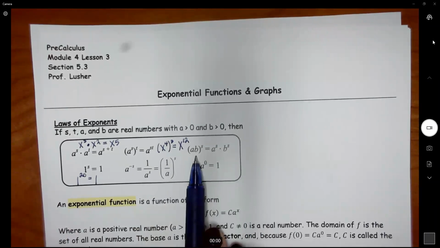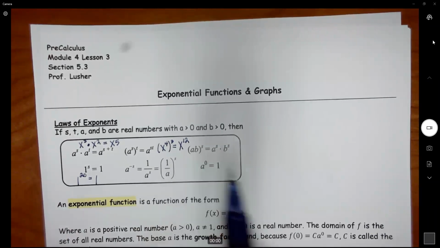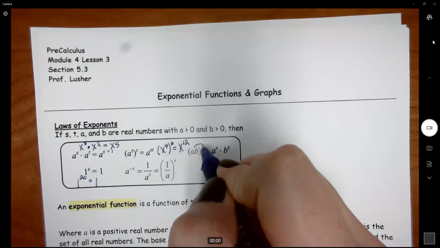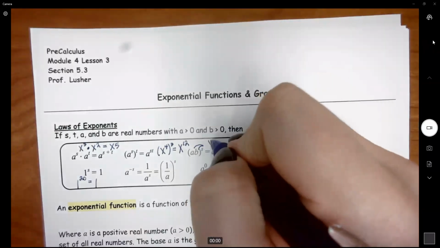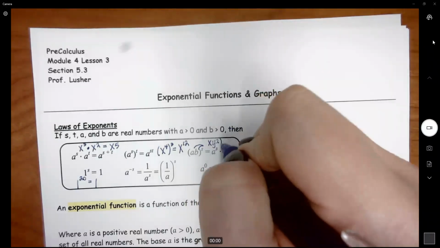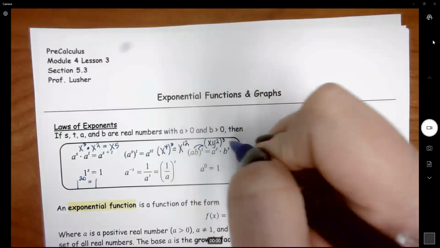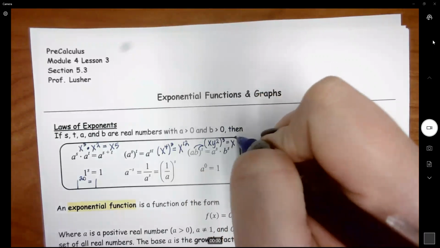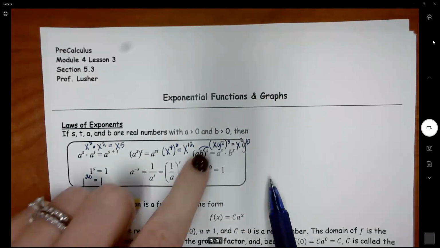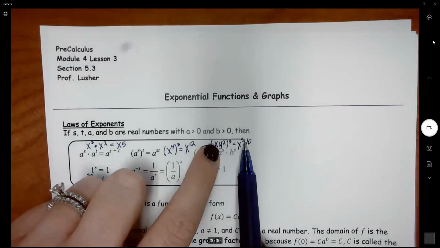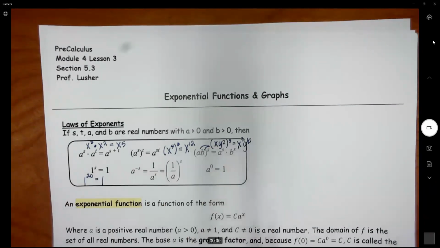This one here, if you have ab all to the s power, think of that as almost distributing that s. So if you have x y squared cubed, that is x cubed y to the 6th. You do 1 times 3 to get 3, and 2 times 3 to get to the 6.